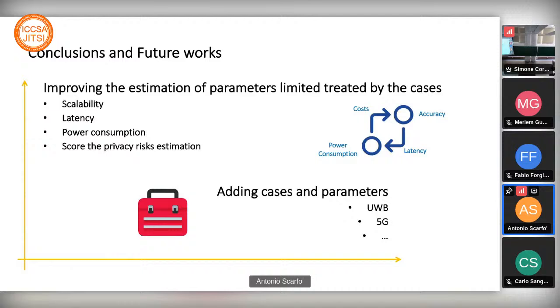Also, of course, it's possible to try to create a correlation among the parameters, because the parameters are correlated among them, and also adding other cases or other environmental conditions in order to increase the toolbox for the estimation, for the evaluation of solutions given use case requirements.